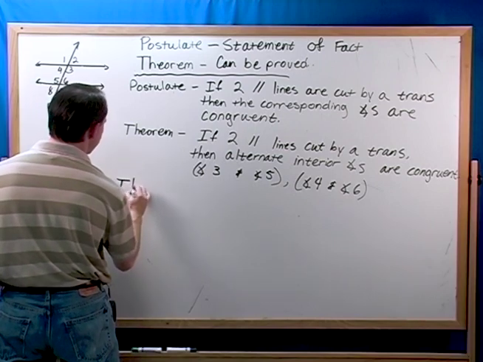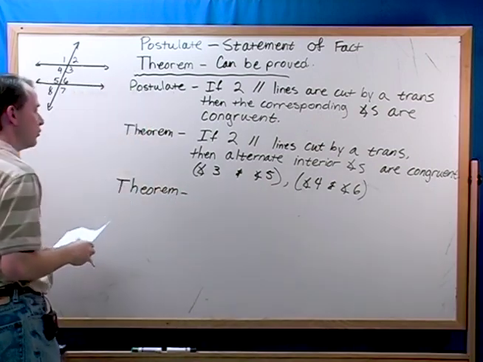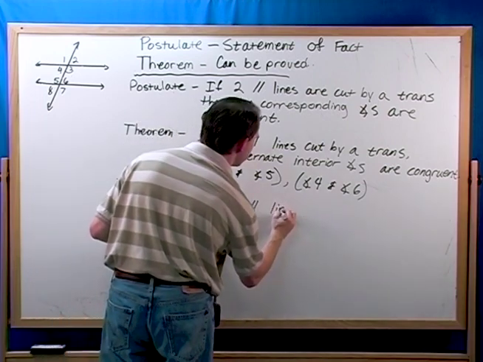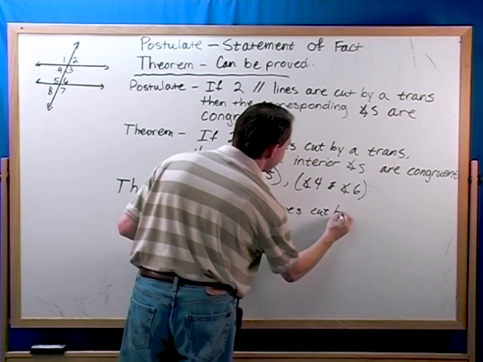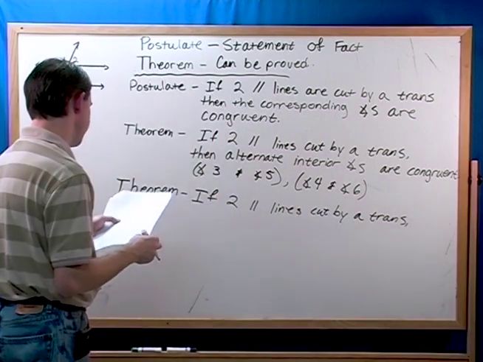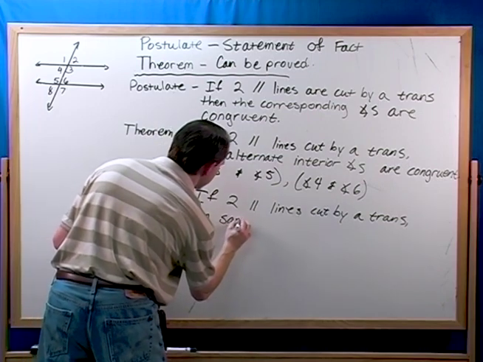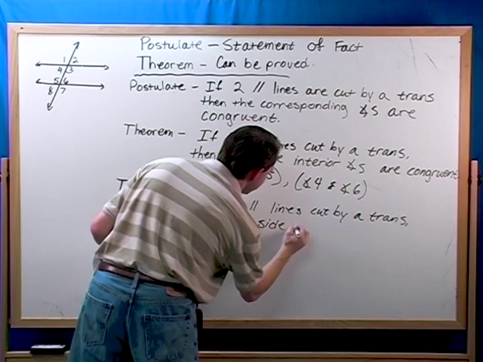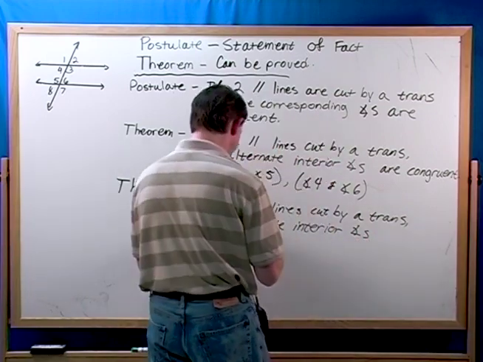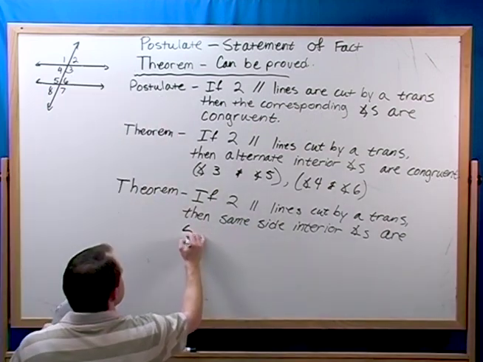One final theorem, that they all have to deal with these angles here. So I'm putting them all together. So, same thing. If two parallel lines are cut by a transversal, okay, then the same side interior angles, and this one's a little bit different, same side interior angles are supplementary. And remember, supplementary just means they add up to 180 degrees. So supplementary.